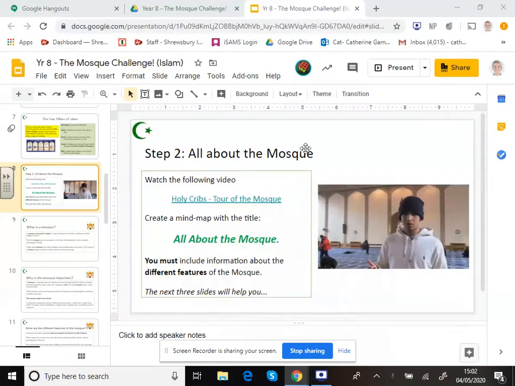Hello Year 8. For this next part I'm going to talk you through step 2 for your mosque challenge. Again, this is about building knowledge and understanding around Islam and the mosque.